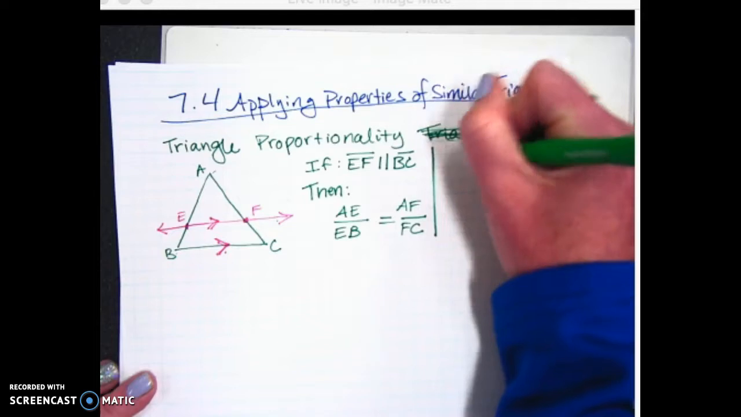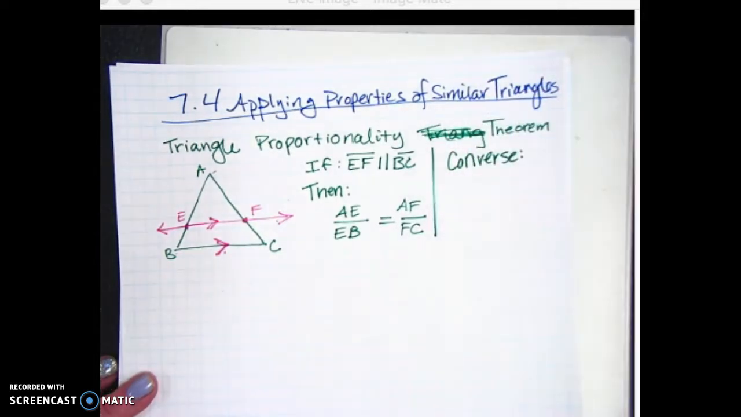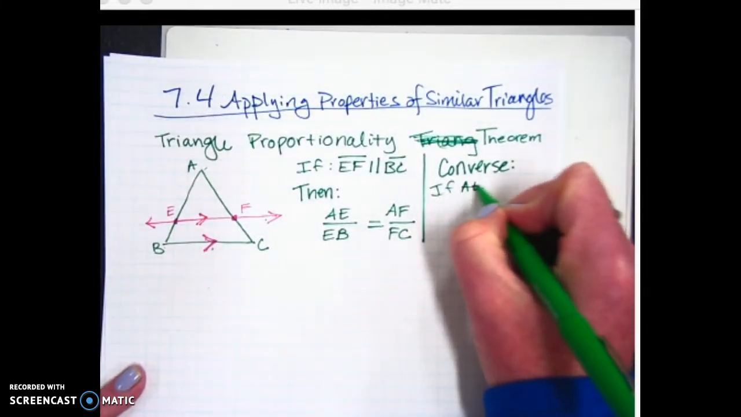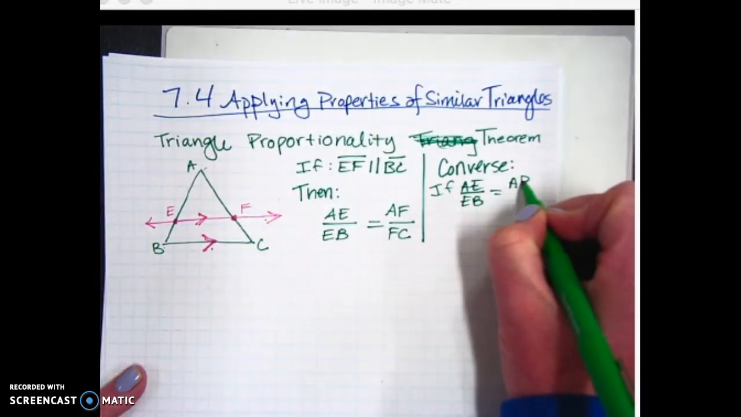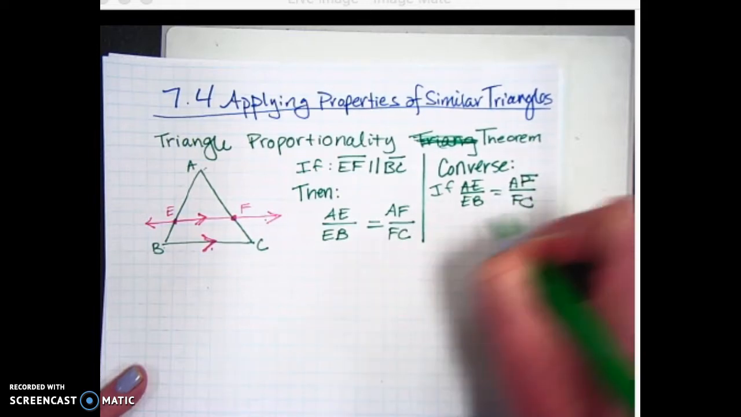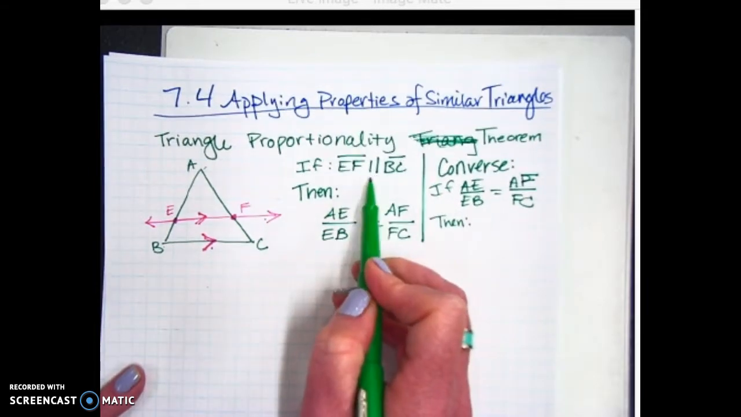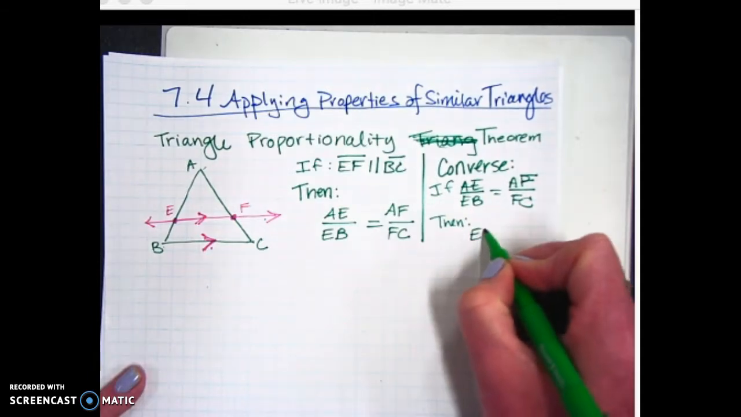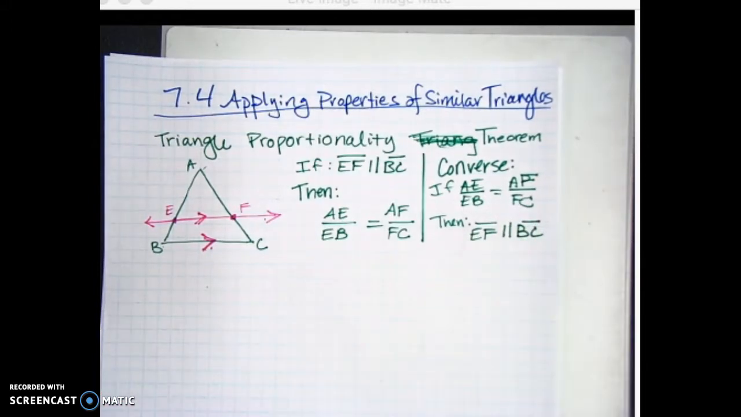Just so happens that the converse of this theorem is also true. So, if AE to EB is equal to AF over FC, then those two lines are going to be what? Double hockey stick. What does the double hockey stick mean? Parallel. Then the two lines are going to be parallel. So EF will be parallel to BC. Okay?